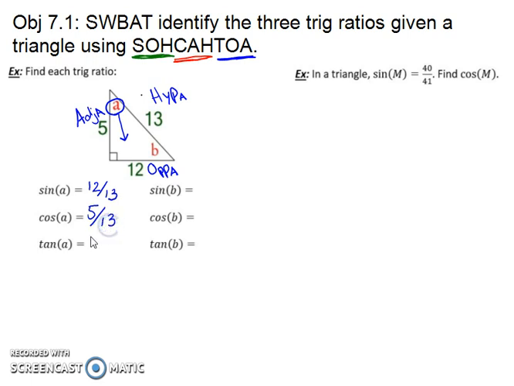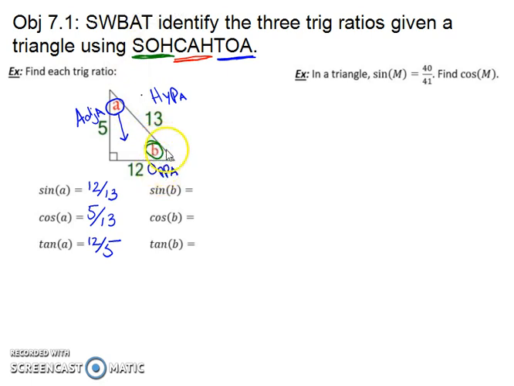And then tangent of angle A is opposite over adjacent, so that's 12 divided by 5. And that's it for angle A. Now they asked the same three trig ratios for angle B. Now this is going to be different, so I'm going to do it in a different color. I'm going to do this in green. So angle B is right here.